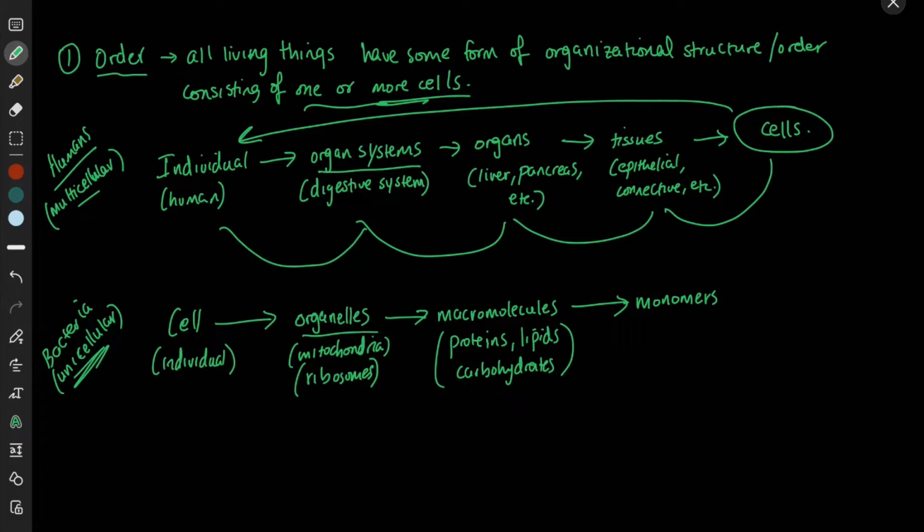So for example, for proteins, if you break down proteins, you get what are known as amino acids. For lipids, those are fatty acids. And for carbohydrates, they're known as monosaccharides. Right? Then if you break down the monomers, we end up with individual atoms.